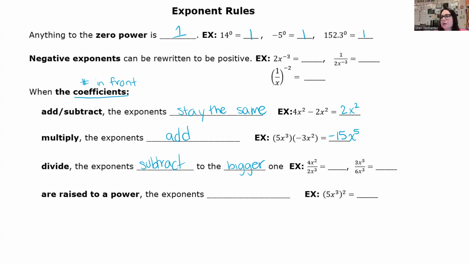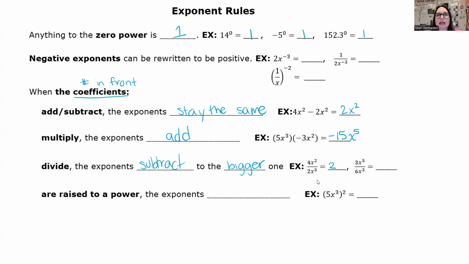You don't want negative exponents. So it's not like you always subtract to the top, which is often what we're doing when we do a GCF. It always subtracts to the top. But now you could subtract to the bottom or the top. It just depends. You want to subtract to the bigger one. So this is dividing coefficients. So 4 divided by 2, that doesn't change. What is 4 divided by 2? Yeah, 2. Okay, we get 2.